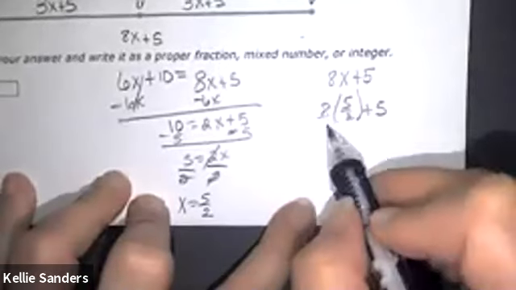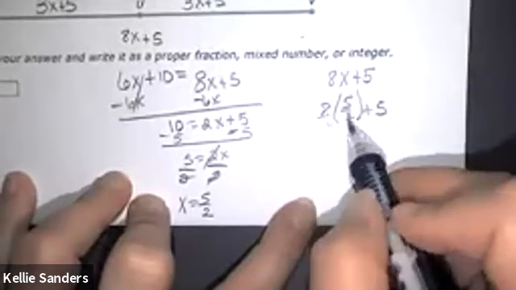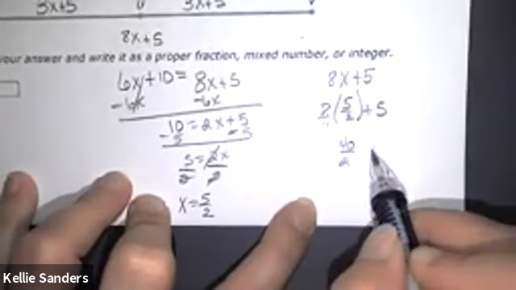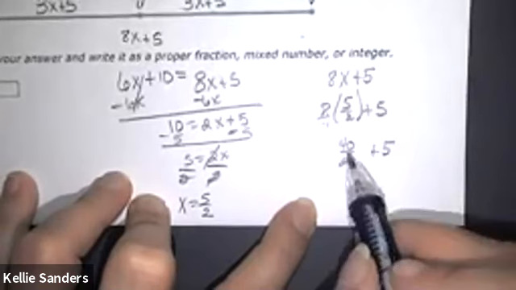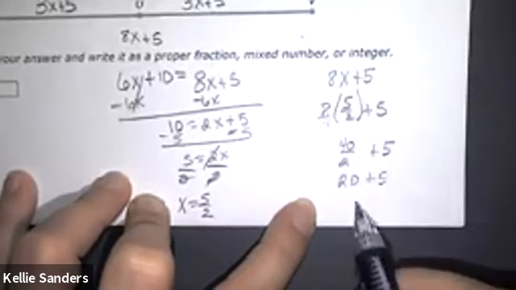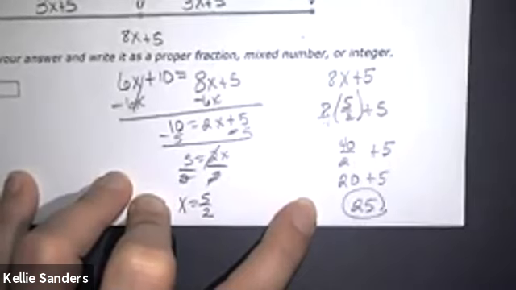Put that over 1. Top times top and bottom times bottom. 8 times 5 is 40. 1 times 2 is 2. Bring the other 5 down. This is division now, so 40 divided by 2 is 20. Bring the 5 down, 25.